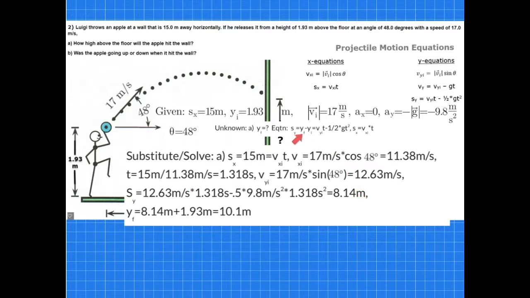So we rearrange. S of y is y final minus y initial, to get y final is 8.14 meters plus 1.93 meters, or 10.1 meters above the floor. That's how high the apple impacted the wall above the floor.